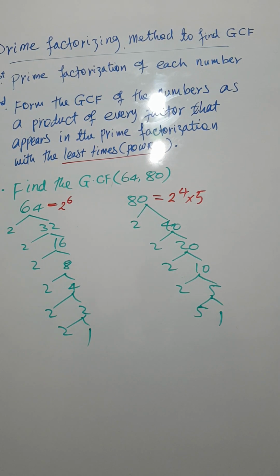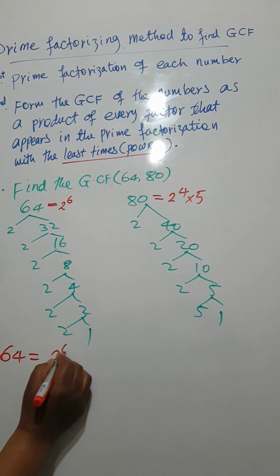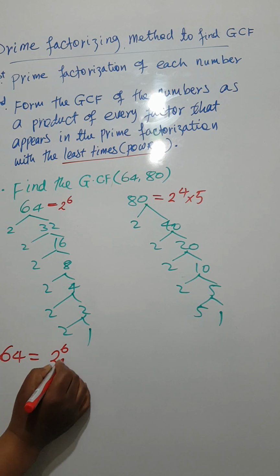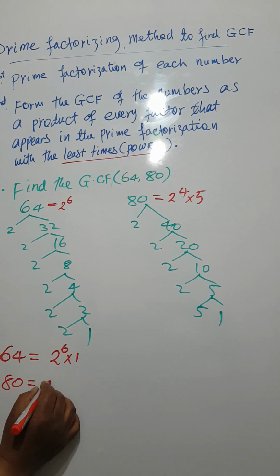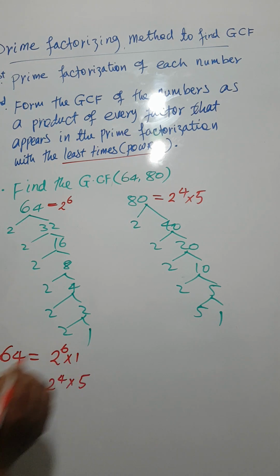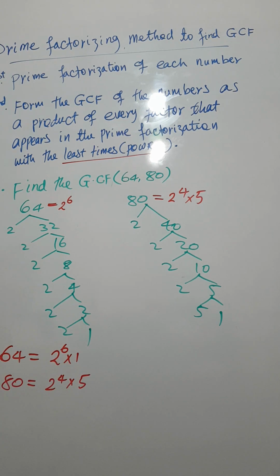So what are the common numbers? The common numbers, which are the factors of 64 and 80. 2 is the common one. So here we have 64, which is equal to 2 to the power of 6 times, let's say, 1, and 80, which is equal to 2 to the power of 4 times 5.